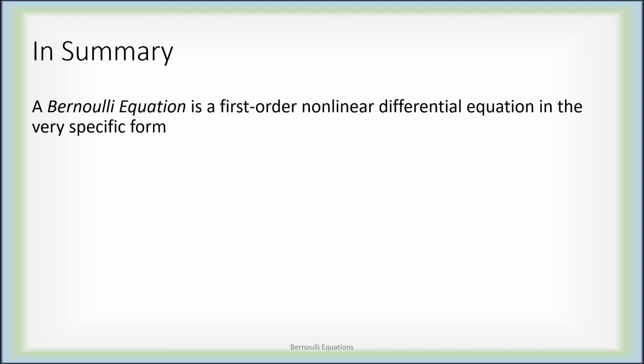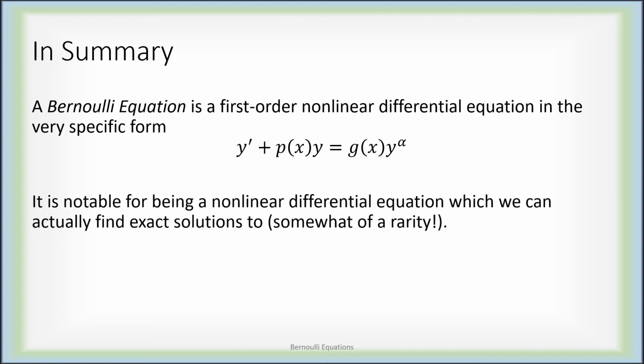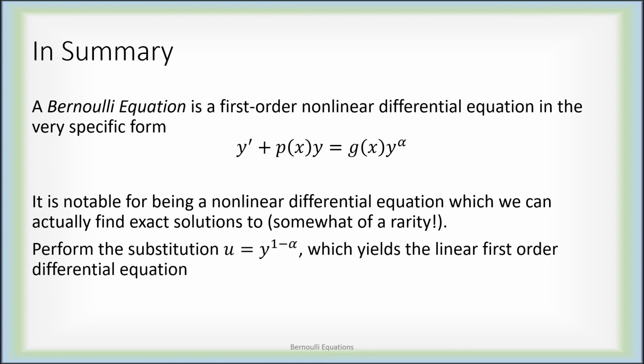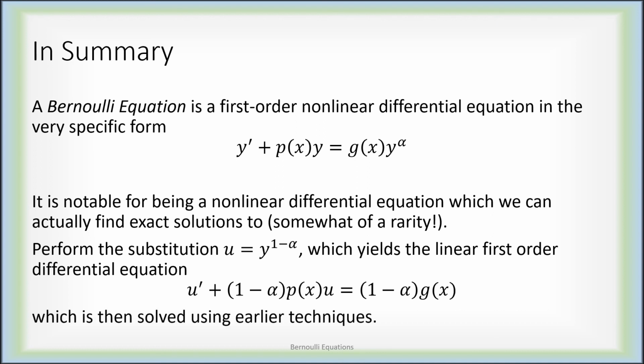All right, all together, what did we do? A Bernoulli equation is a first-order nonlinear differential equation in a very specific form. y prime plus function of x times y equals function of x times y to the alpha. It's notable because it's a nonlinear differential equation and we can actually solve it, which is not something we do very often. All you have to do is perform the substitution u equals y to the 1 minus alpha, which yields the following first-order linear inhomogeneous differential equation. Solve that using earlier techniques, and you'll get some expression for u, which you can then recover in terms of y.